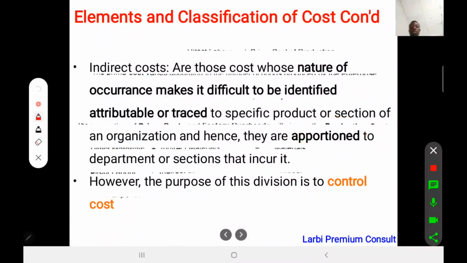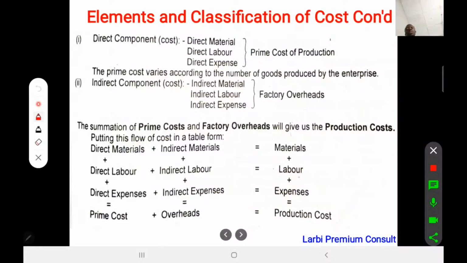Alright, so let's move on. As I said, with the elements and classification of cost in respect of material, labor, and expense, they can be divided into direct and indirect. So when you sum up all the direct costs, it results in what we call prime cost. But when you sum up all indirect costs, it results in what we call overhead cost.